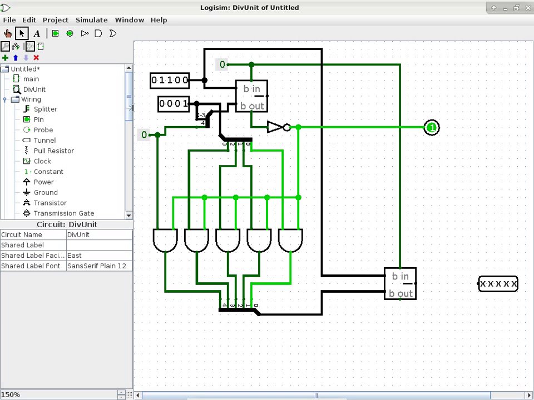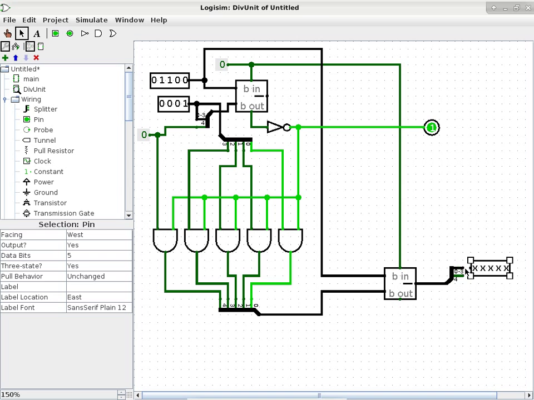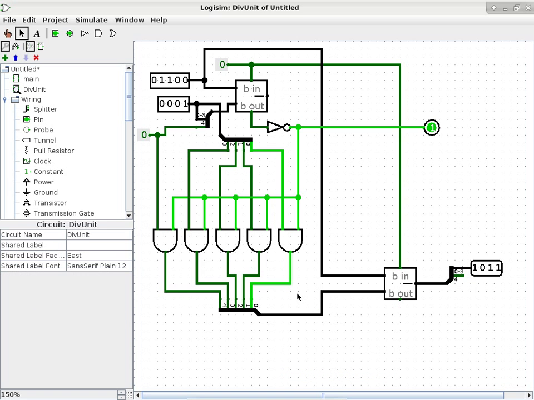So we can use a similar splitter to this one, duplicate it, except this time we are reversing it to face east. And we are only using the least significant 4 bits as the output. The most significant bit is guaranteed to be a 0. So this is now 4-bit wide. There we go. All right.